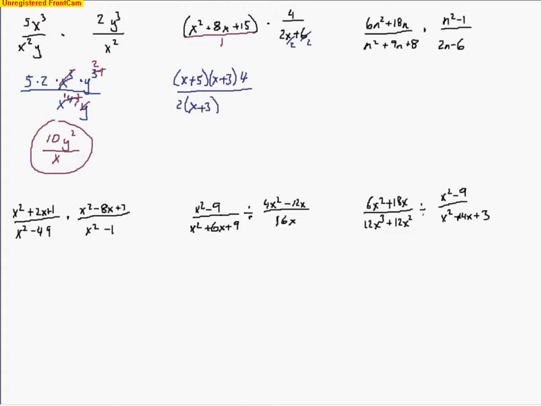And at this point, we can do some reducing. So you see how this 2 goes into this 4 2 times. X plus 3 is going to cancel out this x plus 3. So we only have material left on top of this fraction. So we've got a 2 times x plus 5. So you could write it this way, or you could multiply that out and get 2x plus 10. Either way is good for me.